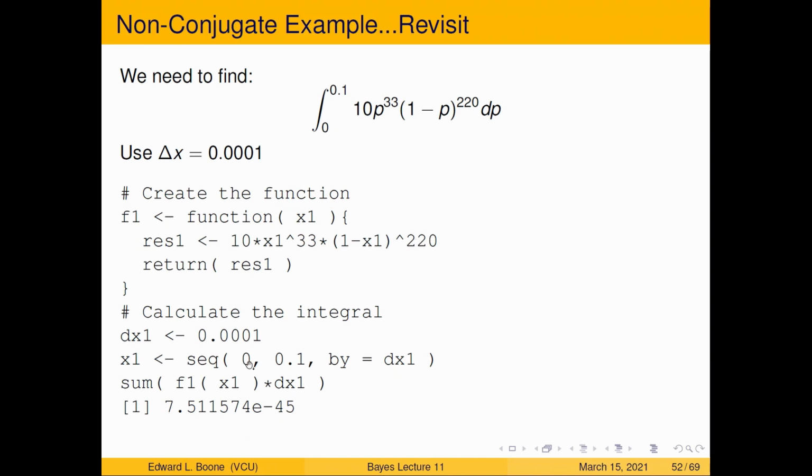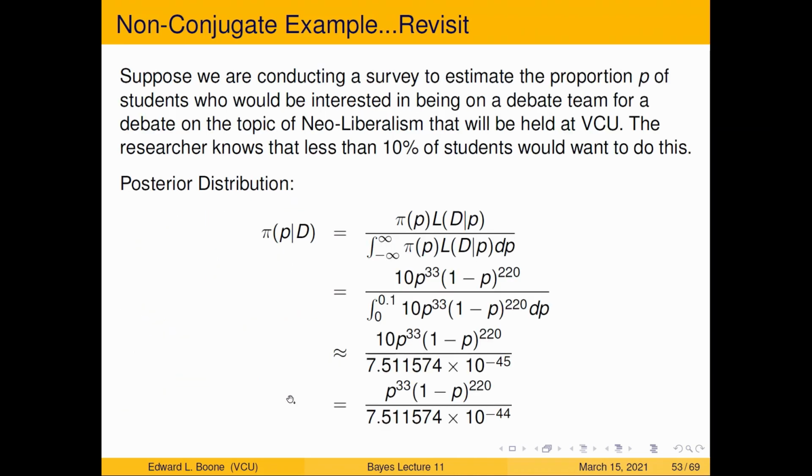And I put all of it together on one slide here. I used delta x is 0.0001, so I plugged that in here. Our integration goes from 0 to 0.1. Again, we're multiplying the height, f of x, times the width, and then adding them up for each of the little rectangles, and this is the number we get out: 7.51 times 10 to the negative 45. So this is a really small number. All right, we're going to run with this number.